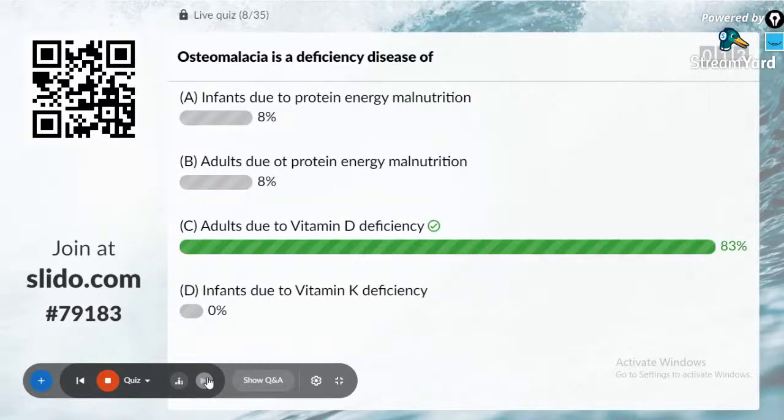Guys, it is due to the adult. It is caused in the adult due to the deficiency of vitamin D, weakening of the bone. Vitamin D deficiency. Next question on the screen.